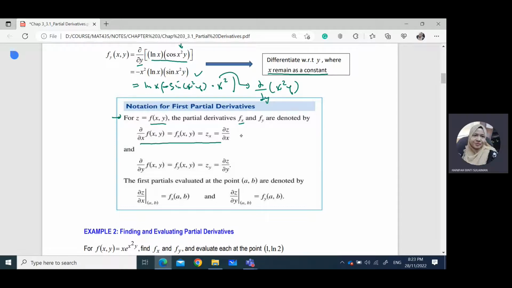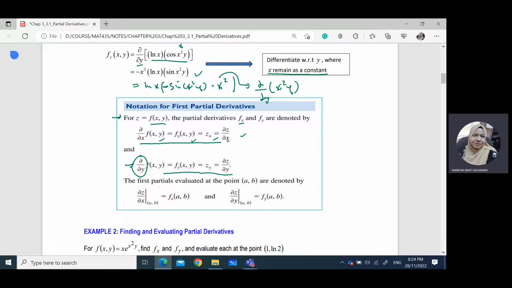So this is the notation. Whether you write it in this form, this form, or this form, it is correct. This is the notation for the partial derivative with respect to x, and for the partial derivative with respect to y we have this notation. This is the notation for partial derivative, used when differentiating a function involving more than one variable. We call this del. So the derivative with respect to y on f is also equivalent to f sub y, z sub y, and del z del y.